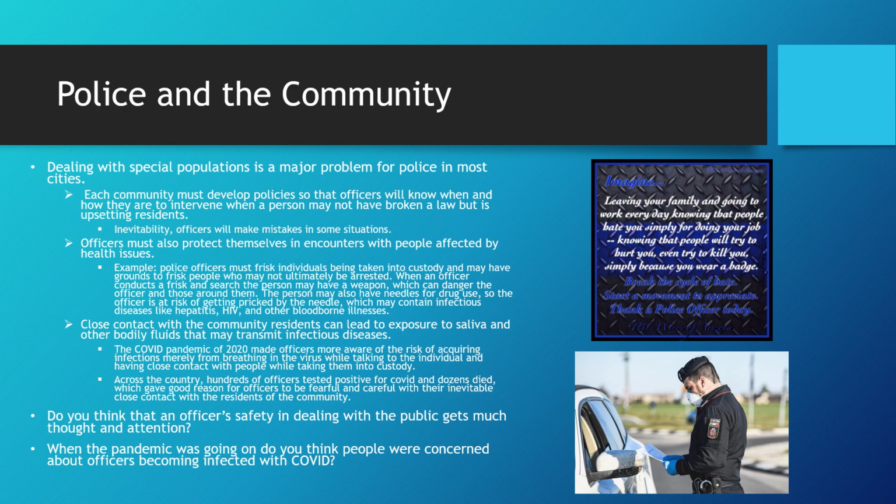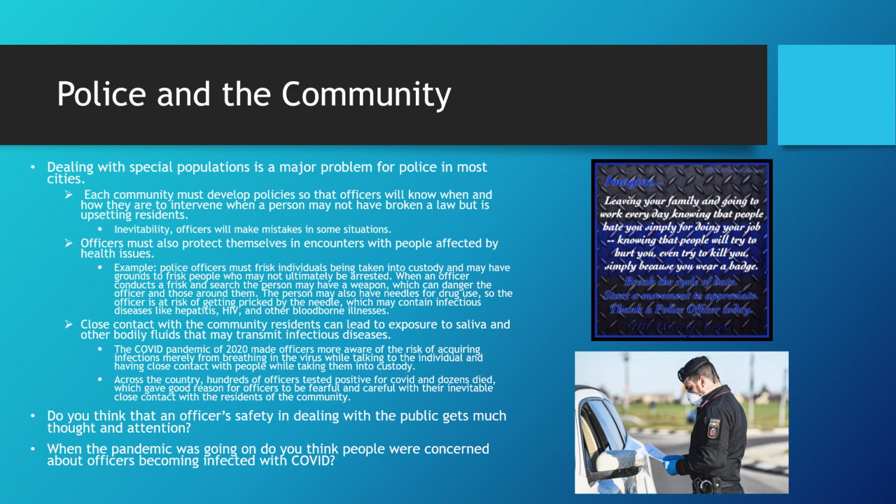When an officer conducts a frisk and search, people may have a weapon, which can endanger the officer and other people around them. However, some people may have needles for drug use, so the officer is at risk for getting pricked by the needle, which may contain infectious diseases like hepatitis, HIV, and other blood-borne illnesses. Close contact with the community residents can lead to exposure to saliva and other bodily fluids that may transmit infectious diseases. The COVID pandemic of 2020 made officers more aware of the risk of acquiring infectious diseases merely from breathing in the virus while talking to individuals and having close contact with people while taking them into custody.